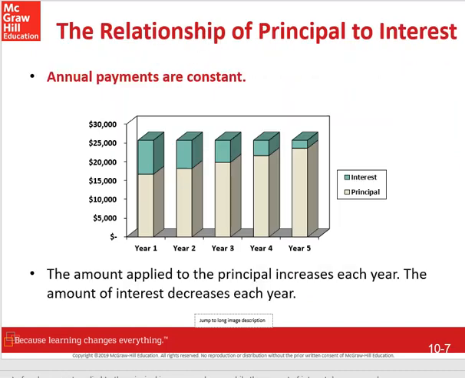Visually, in terms of what we're looking at, that split between interest and principal over time, the payment stays flat, in this case $25,709, but the combination of principal and interest changes, with the principal amount growing and the interest amount shrinking as the overall principal balance gets paid down each year.